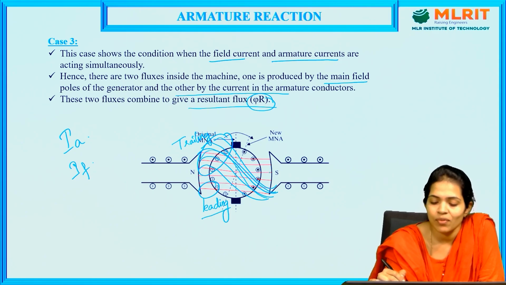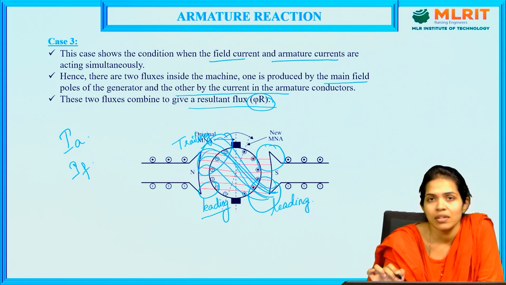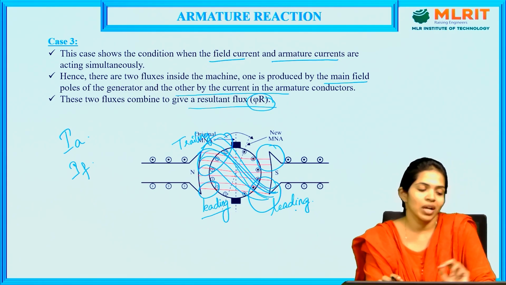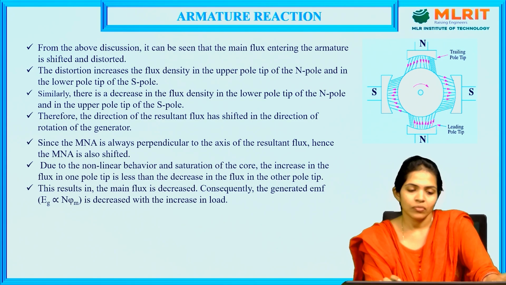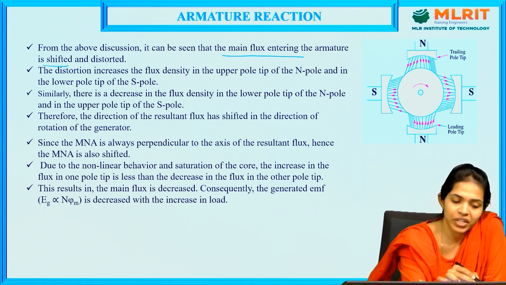And the same with the south pole. In the leading tip, the magnitude of the resultant flux is high, and in the trailing tip, the magnitude of the resultant flux is a little low compared to the leading tip. So this is what we observed in case 3. So we can see that the magnetic flux entering the armature is shifted and distorted.